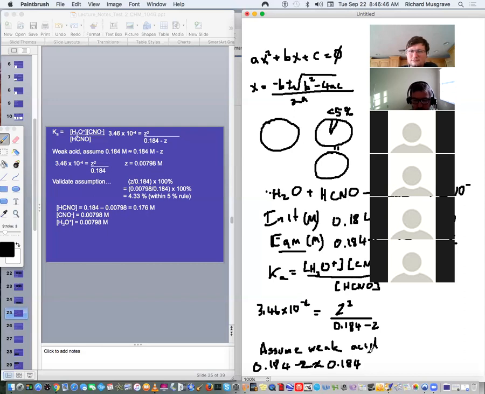So let's go ahead and do that. Then it's going to be z squared over 0.184, which is a whole lot easier to solve for z. And z then is going to be 0.00798. Now I want you all to try that in your calculator and see if you can solve for z. Make sure you're getting that same z value as I am.